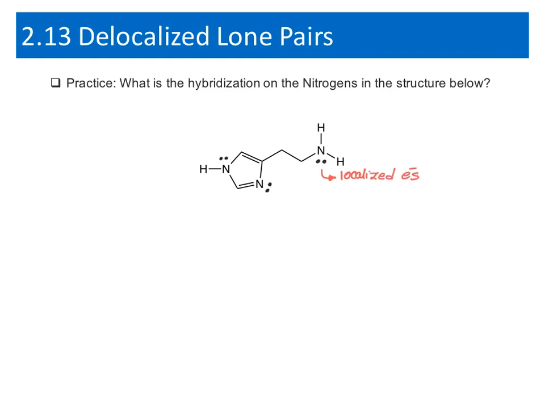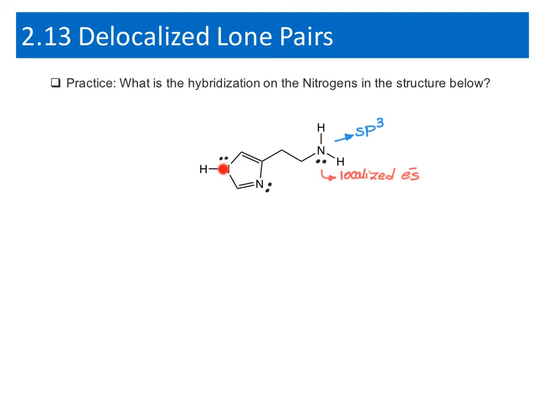Okay. Now, when we have localized electrons, we can easily consider those electrons while defining the hybridization of the atom. Meaning that this nitrogen has 1, 2, 3, and 4 connections. So we can count this lone pair. And 4 connections means sp3 hybridization. Okay.